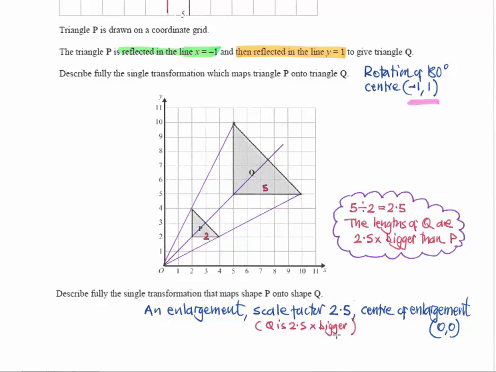And we need to find out where the center of enlargement is. And we find that by joining the points of the corresponding shapes together. So the top of the triangle with the top of this triangle, and keep on going. The bottom corner here with the bottom corner here, trace it back and keep on going. Okay, the right hand corner with the right hand corner, trace it back and keep on going. And where they converge, where they cross, is called the center of enlargement, and you write down what the coordinate is. Okay, so an enlargement because it's got bigger, scale factor 2.5 because it's 2.5 times bigger, center of enlargement there, 0, 0.